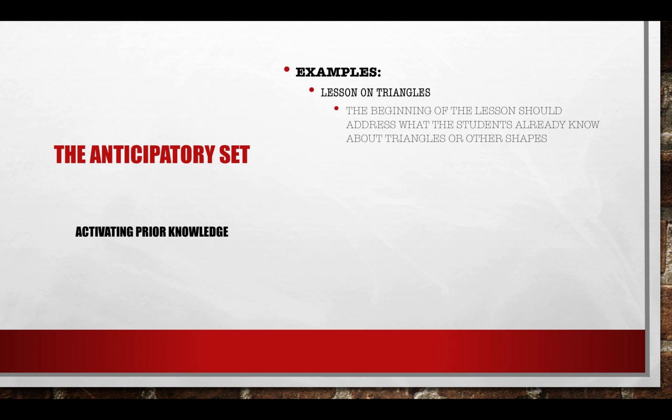If you're teaching a lesson on triangles, the beginning of the lesson should address what the students already know about triangles, as well as what they know about other shapes. So they might talk about what the characteristics of a rectangle are. What are the characteristics of a circle? Have them talk about the attributes of each, that one is round, one has corners, one doesn't have corners. This will help them address the new material about triangles.